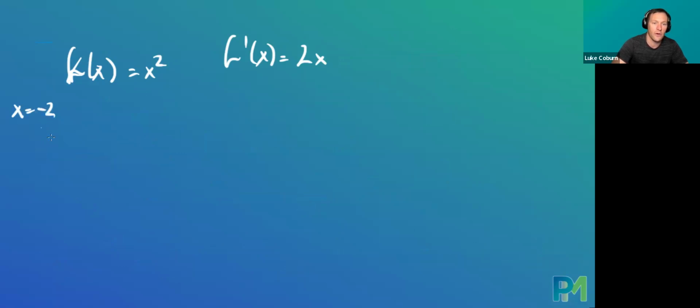Let's take x is -2, -1, 0, 1, and 2. So I'll just make a table, right? This one will be f of x here, and then this will be f prime of x over here.